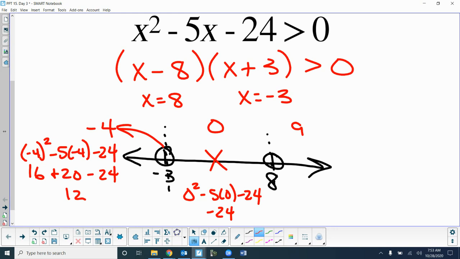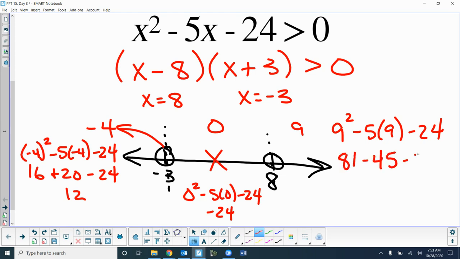And then I go 9 squared minus 5 times 9 minus 24, which is 81 minus 45 minus 24. What's that? 69? 81 minus 69 is 12. Is that greater than 0? Yeah. So that's one. Yesterday all of them went in between, but that one went outside, with two ends.